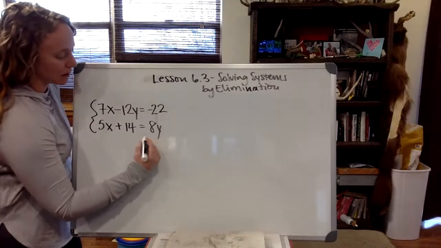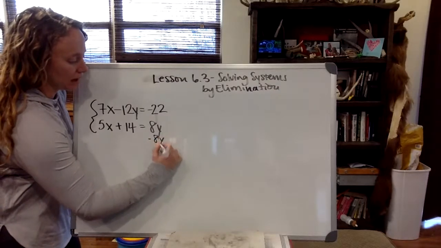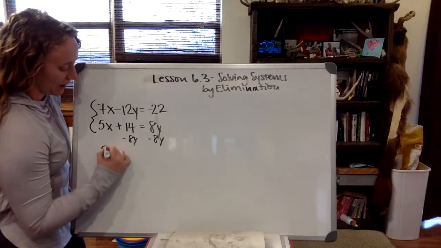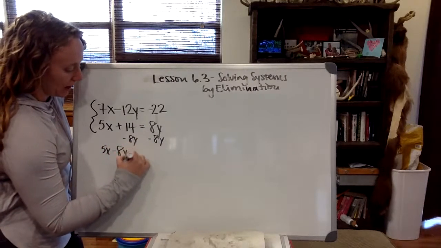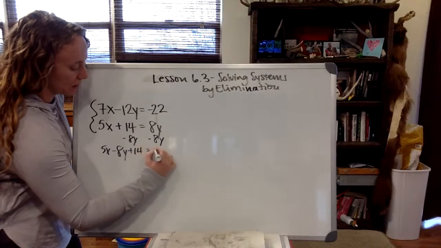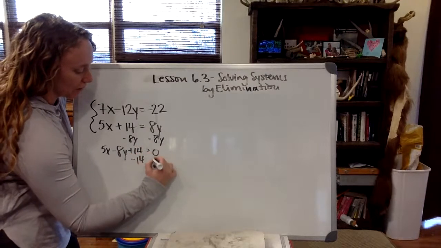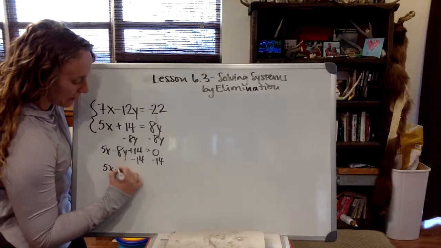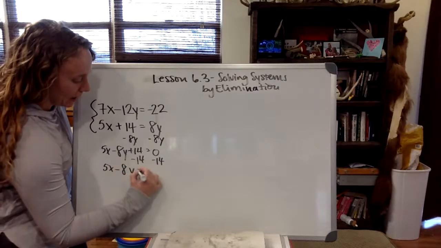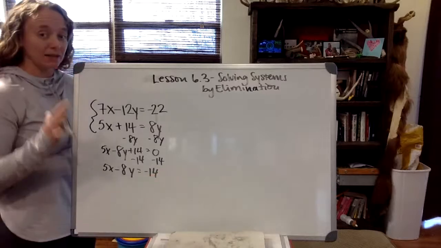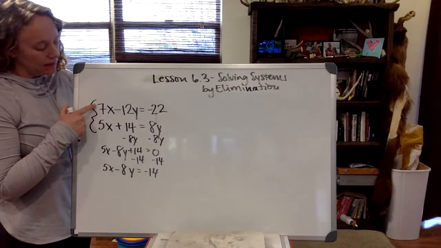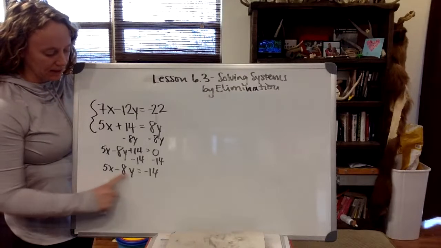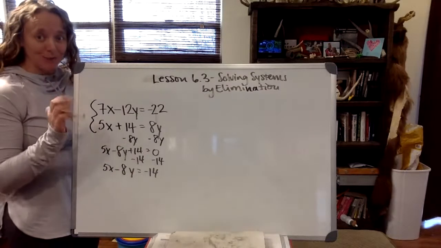It looks like I'm just going to deal with this bottom equation and subtract 8y and get 5x minus 8y plus 14 is equal to 0. Subtract 14 from both sides, and I get 5x minus 8y equals -14. So now our system technically is 7x minus 12y equals -22, and 5x minus 8y equals -14. So that was our first step.